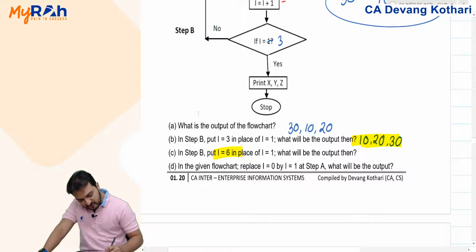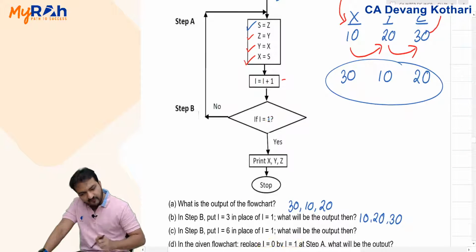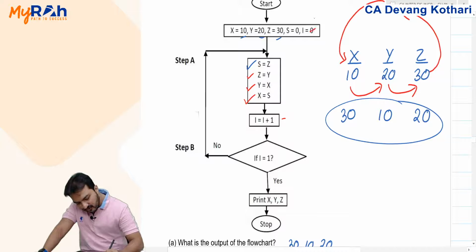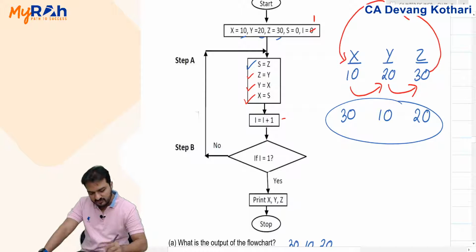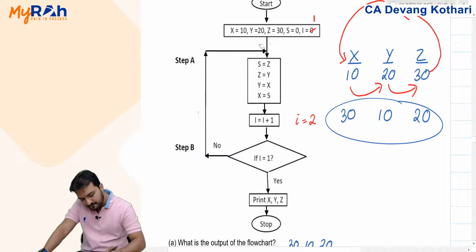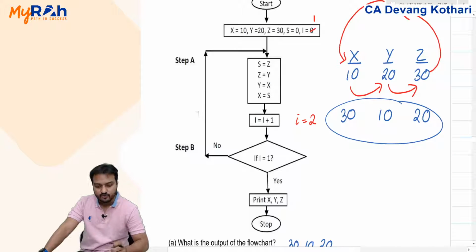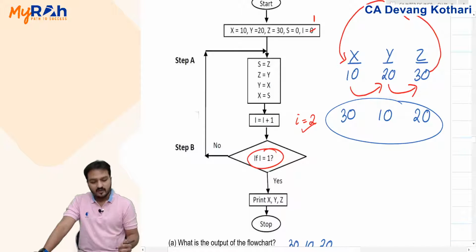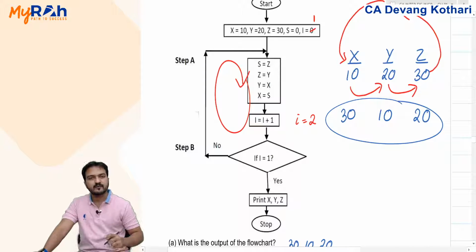But in this given flowchart, if you replace I equals to 0 by I equals to 1 in step A, that is, the initial I equals to 0 is replaced with I equals to 1, then you notice after the first circulation when I do I plus 1, at this time I will become equal to 2. And after I becomes equal to 2, I equal to 1 will never happen. So it will keep circulating in this loop an infinite number of times.